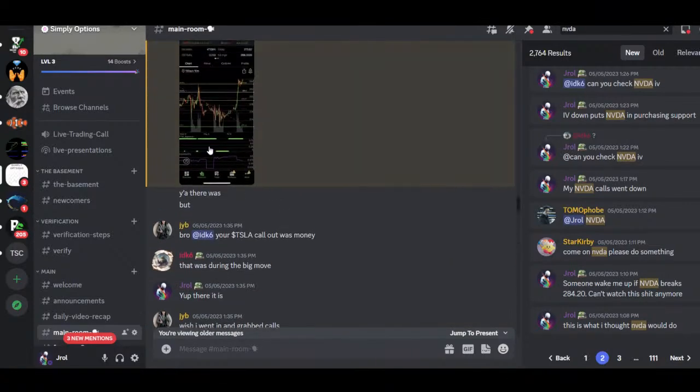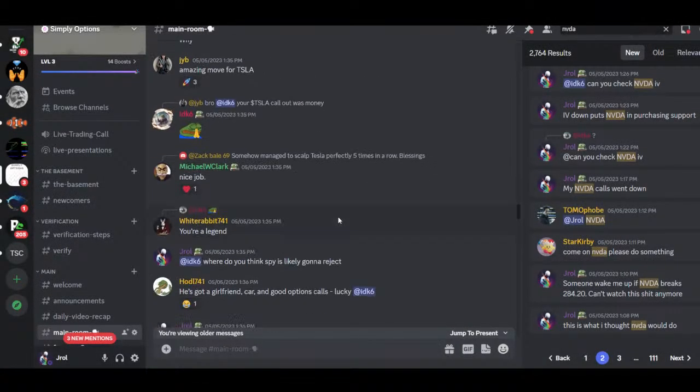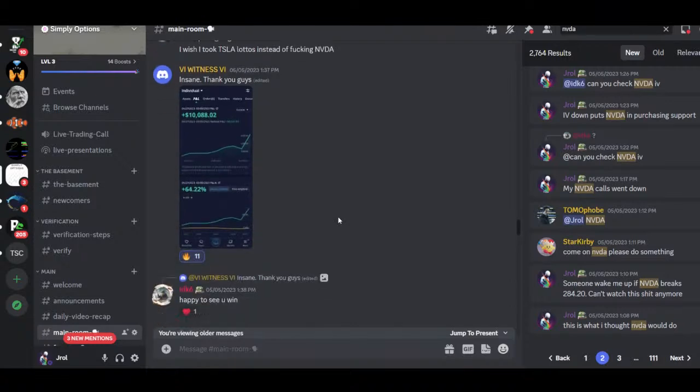Hold on. Okay, so here it was in real life. So you guys could see IV right here that when NVIDIA started pushing higher, all the way over here, IV just dropped off the map. So that's what caused the price drop, which ended up causing NVIDIA to find tons of purchasing support. So let's keep going.